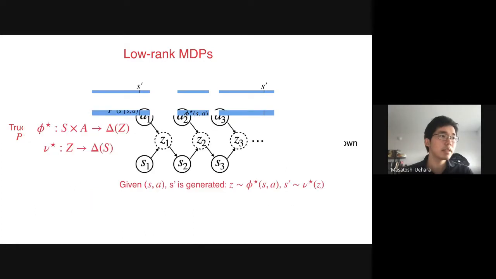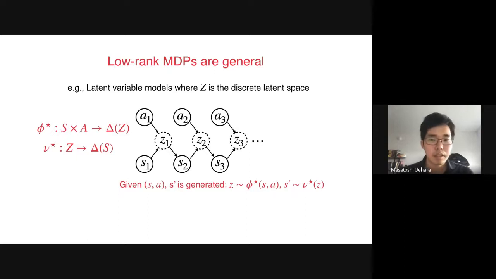And next, I want to explain that low-rank MDPs are general and also useful. You can see that low-rank MDPs include a very useful model called latent variable models. In latent variable models, given S and A, Z is generated following phi star, which is basically a PDF. And given Z, S prime is generated following mu star.